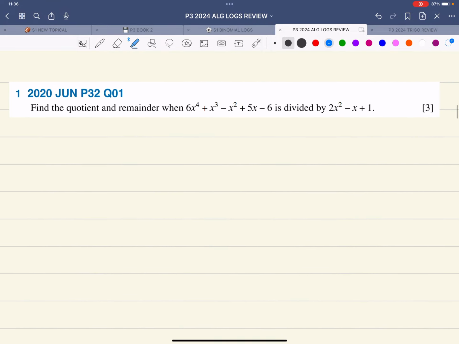Now let's look at this question. In this question, which is of June 2020, variant 32, question number 1, they are asking us to find the quotient and remainder when this polynomial is divided by this quadratic. So this one is quartic, power 4. This is known as quartic. And power 2, this you know is quadratic.